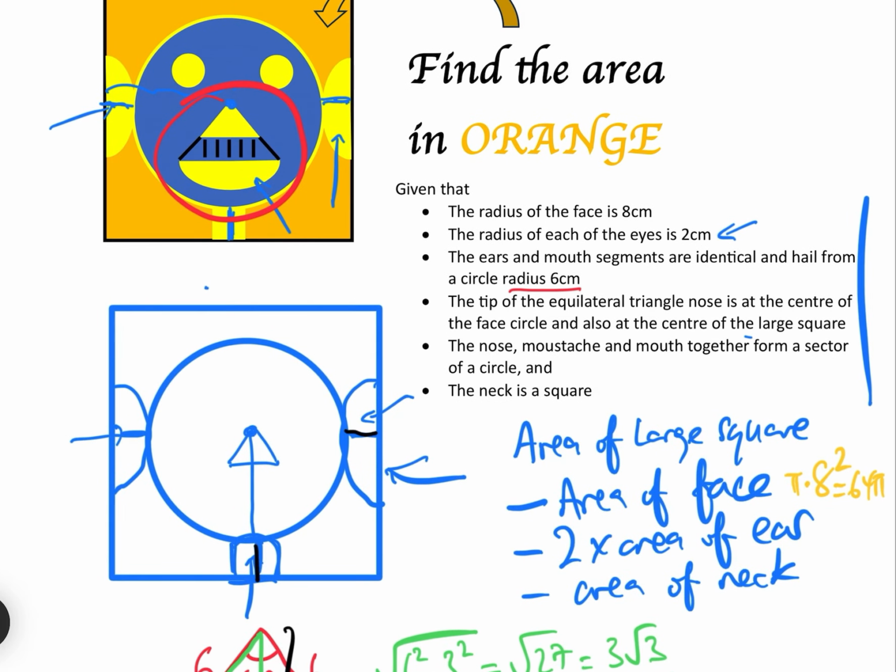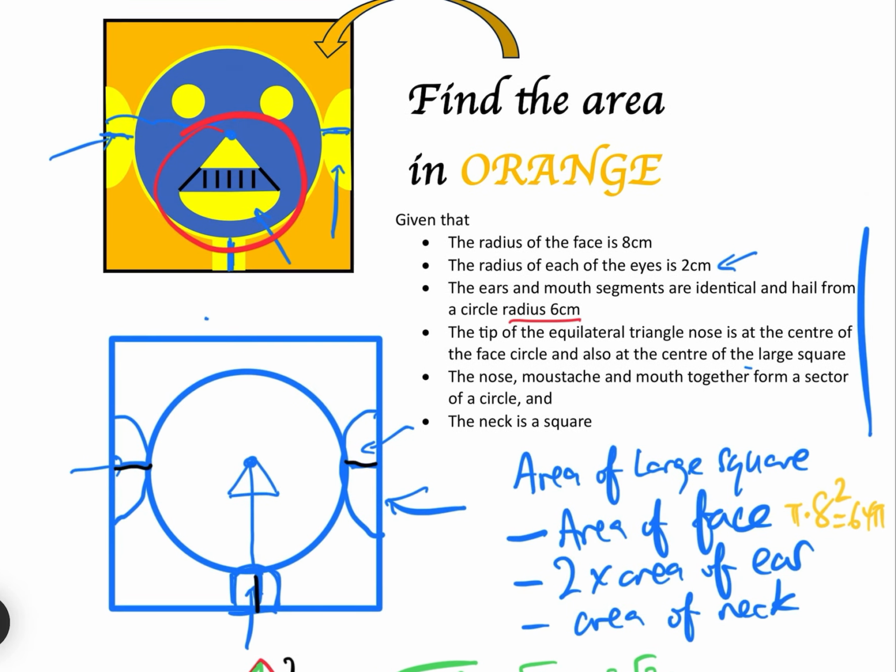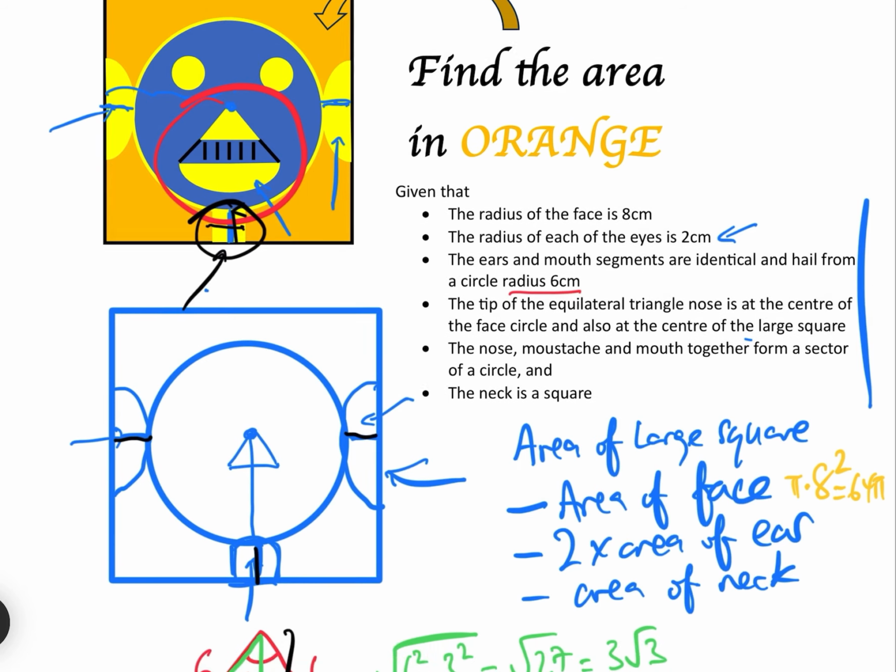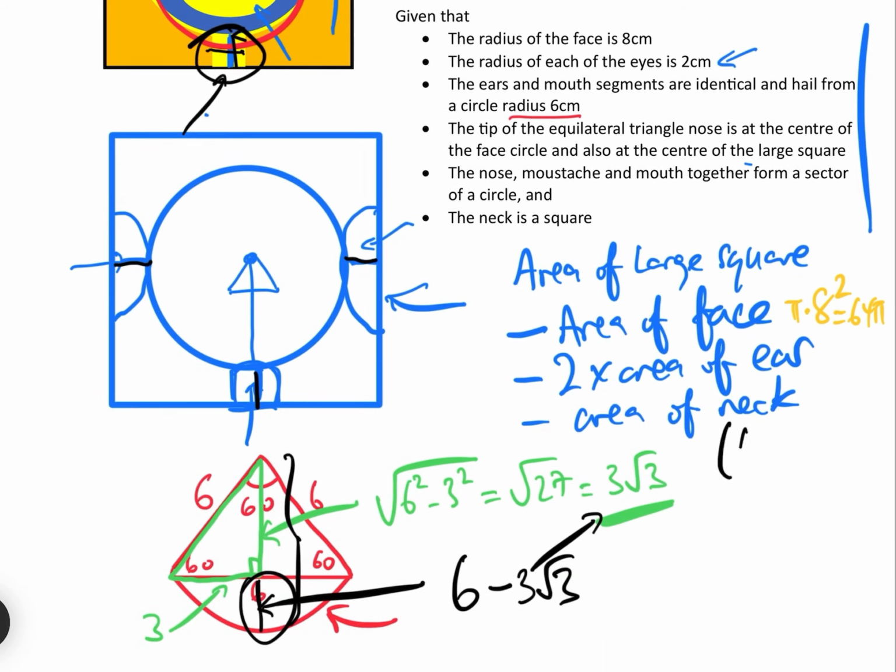This is 6 minus 3 root 3, this is 6 minus 3 root 3, and this is 6 minus 3 root 3. So we can actually work out now the area of the neck, because it is 6 minus 3 root 3 times 6 minus 3 root 3. We know the neck is a square. So the area of the neck is 6 minus 3 root 3 squared.